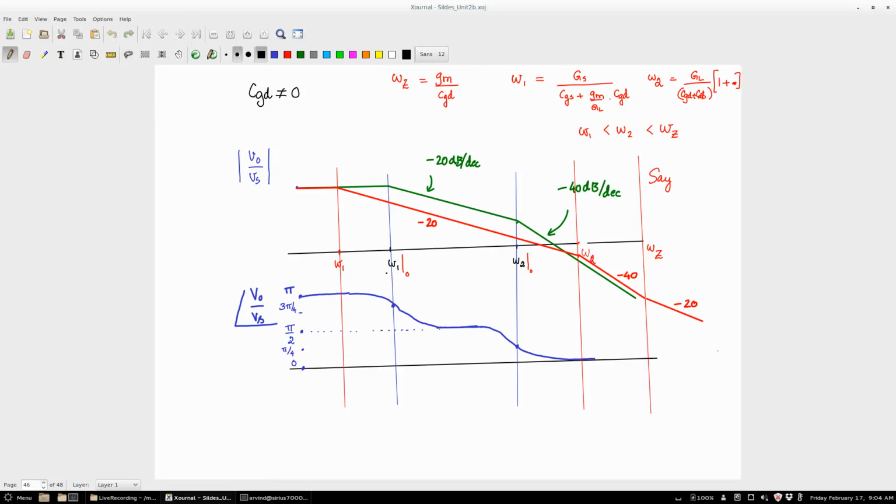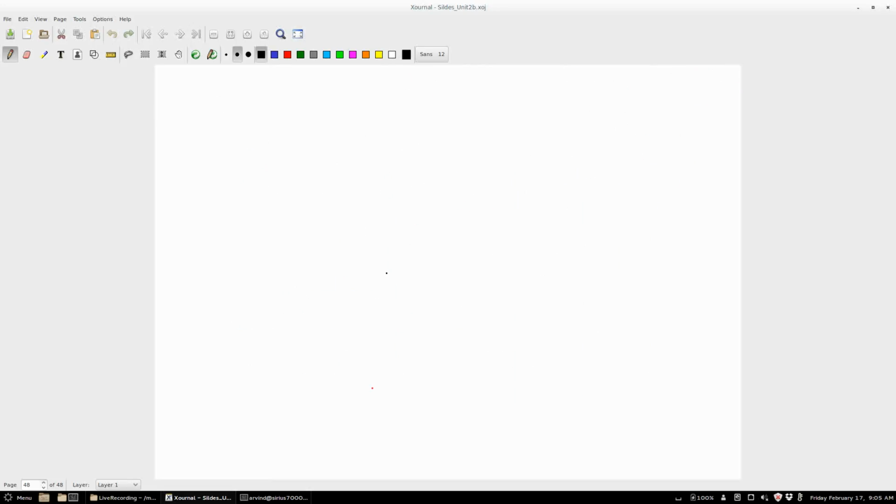So in the absence of CGD, your bandwidth was omega 1 sub 0. And the moment you include CGD, the bandwidth has decreased, correct? And how much has it decreased by, very crudely? No, numeric, what's the magnitude? It's decreased by this quantity, GM by GL times CGD. So it's proportional to the gain, correct? So maybe we will just comment on that and then come back to this, right?